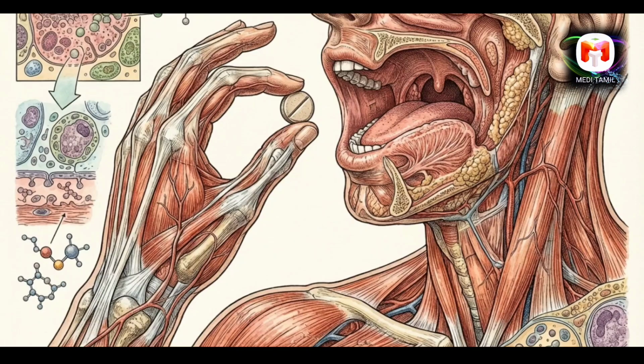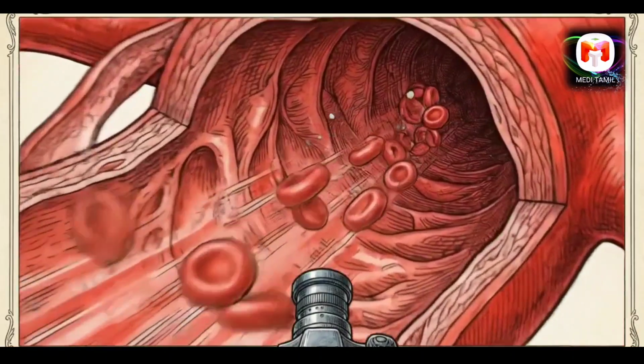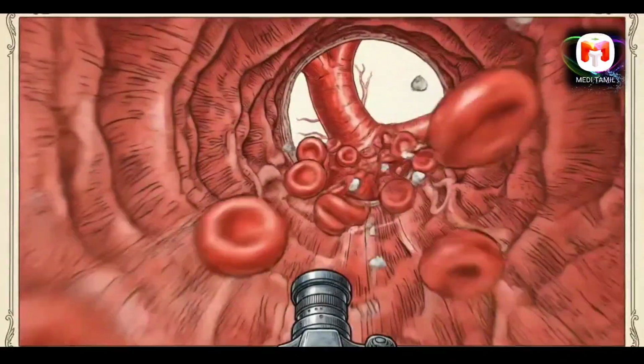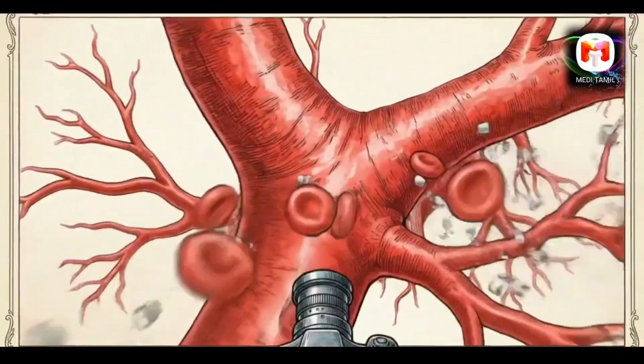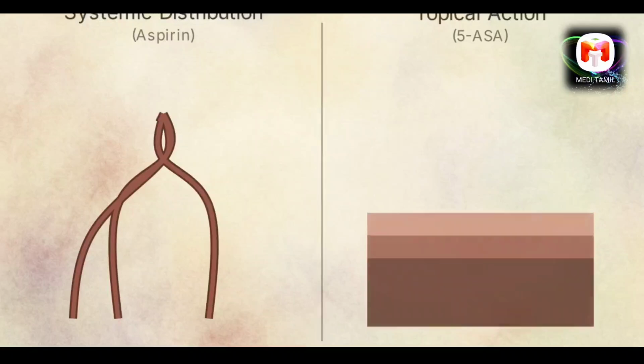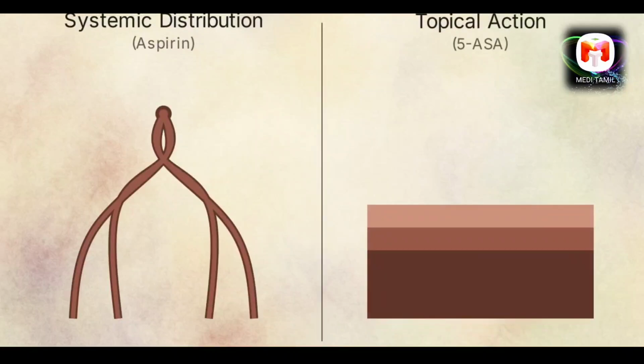Standard nonsteroidal anti-inflammatory drugs like aspirin operate systemically. You swallow them, they are absorbed deeply into your bloodstream, and they circulate to act throughout your entire body. This diagram illustrates the core pharmacokinetic difference. On the left, aspirin dissolves and circulates through the vascular network. On the right, 5-ASA takes an entirely different approach. It must be applied topically, resting directly on the mucosal lining of the gut to be effective. It does not need to enter the systemic bloodstream to reduce gut inflammation.